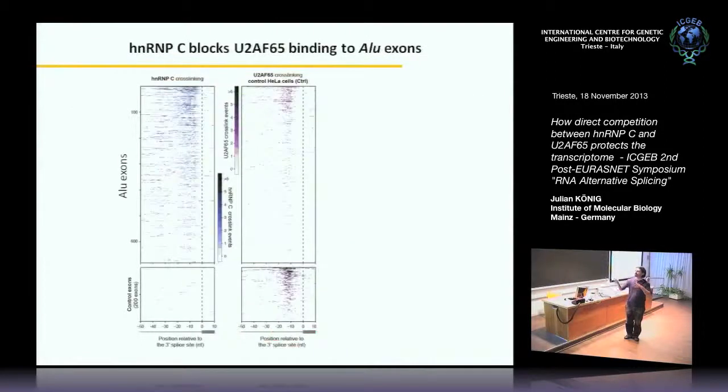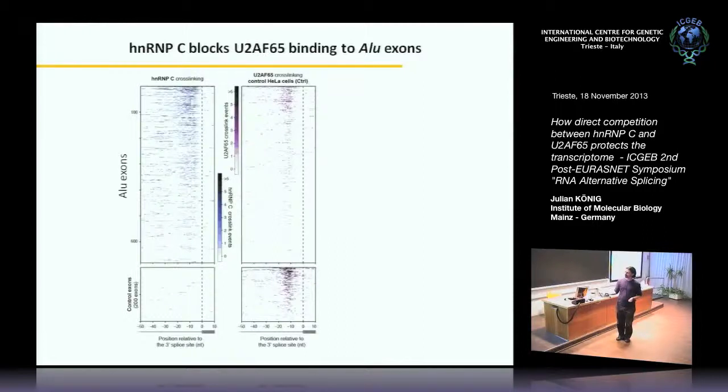Okay, so we don't see this only in individual genes or individual ALU exons, but genome-wide, on several hundreds of ALU exons. So now here, each of these lines in this heat map represents one individual ALU exon, where the dotted line is the 3' splice site. And then these blue points here indicate hnRNP cross-linking. So almost all of the ALU exons seem to have very strong binding of hnRNP upstream of the 3' splice site.